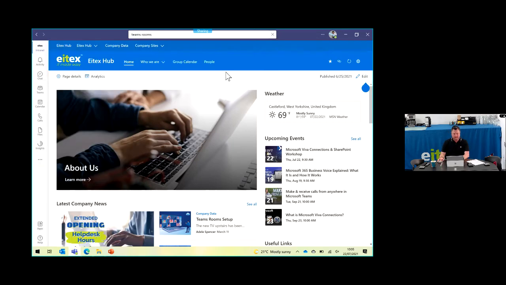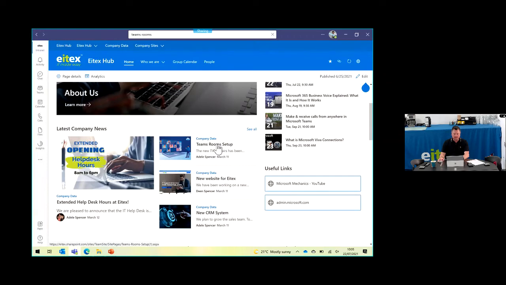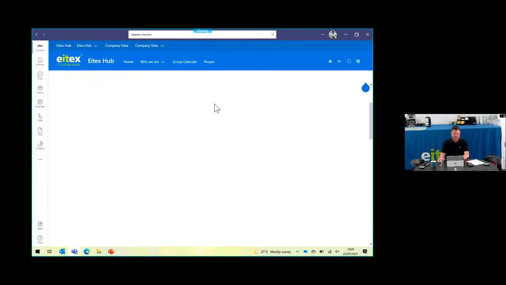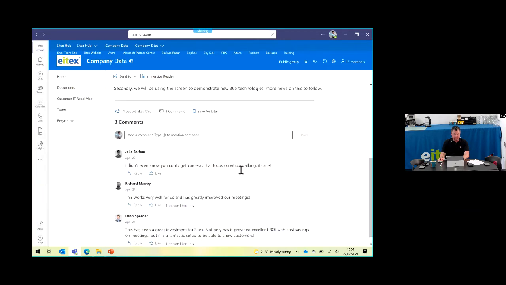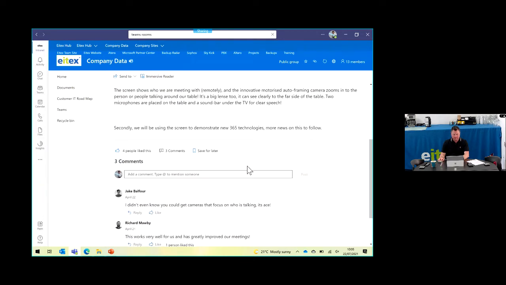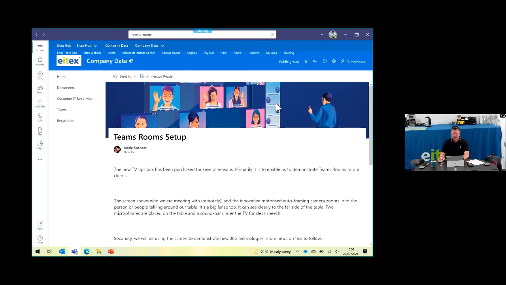So just going back to the hub site here, if I click on the Teams room setup, this will take me to the news article. So we're talking about it, and people have commented here as well. They've liked it as well. This might be a really useful news article, and I might want to share this with my colleague, Jordan, who's with me right now. What you can do is click on the copy link here, and then I can speak with Jordan.